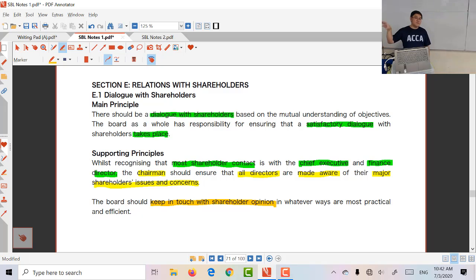Getting the views of the shareholder, that's basically what they're saying, alright? Now, in whatever most practical way, what kind of practical way can you get shareholders to give feedback? Give me some suggestions. Take into account that you may have a lot of shareholders, and you may have big shareholders that have a lot of shares, and Doraemon is here.